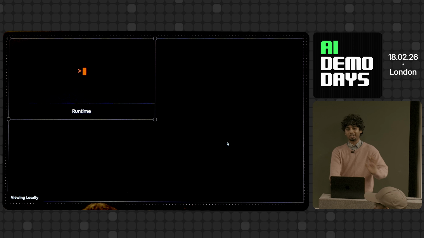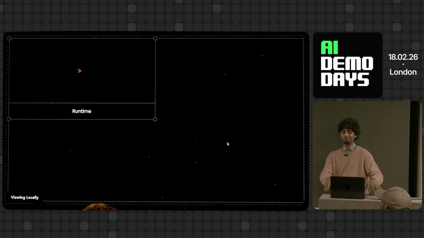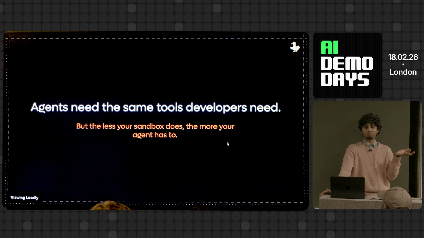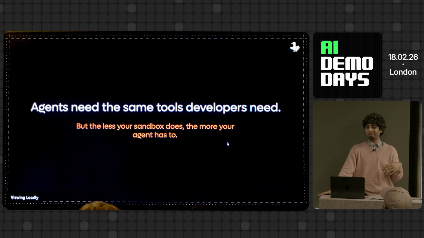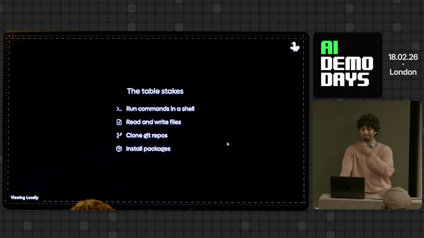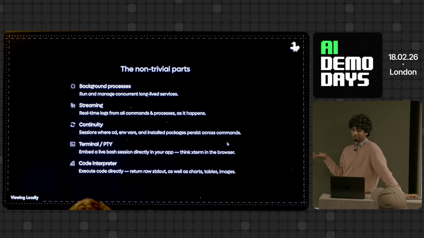I have four different sections, but I want to spend the demo focusing on this one because there is something cool here. So when it comes to what an agent needs as a runtime, when it's using a sandbox, ideally we want to say it should have access to all the same tools, like GitHub CLI, that developers actually need. But of course, if your sandbox does not do a lot of non-trivial things, your agent has to do it, and that kind of sucks. So the table stakes is all this, right? Your agent should be able to run commands, read files, Git repos, blah, blah, blah, simple things. But it should also be able to do more complex things.